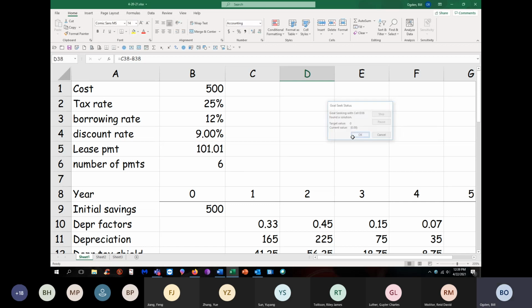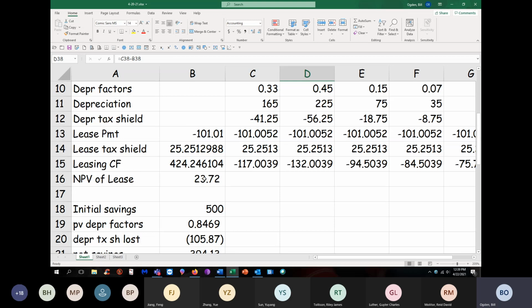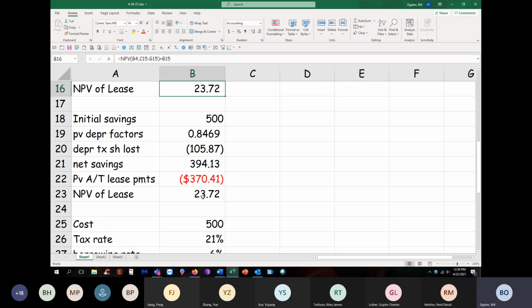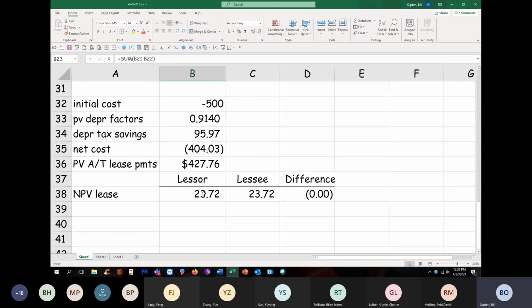All right. So if I say OK, you can see that the payment is $101.01. The NPV to the lessee is 23.72. The NPV of the lease to the lessee on this analysis is the same, and to the lessor, it's exactly the same. So that's just kind of a type of analysis you can do on Excel. I just wanted to show you that.